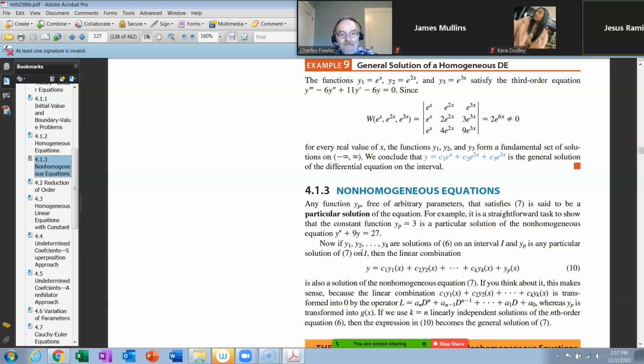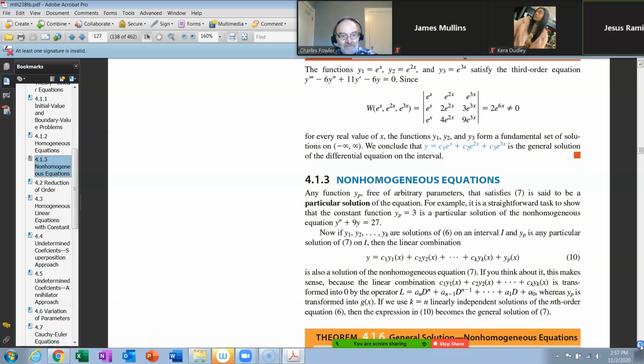Okay. If you think about it, that makes sense, because any linear combination of these is always going to be 0, and then the particular solution would then always equal whatever that value is. Okay, so let's summarize that down here.